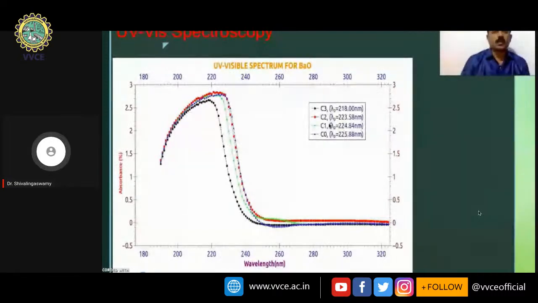And you notice that this peak absorbance wavelength will be different for different concentrations. And just by measuring this peak wavelength, it is possible to identify the energy gap, because E is given by hc by lambda. Once you know this lambda maximum, you can find out E, the energy gap. This is one method to identify the energy gap in the sample.